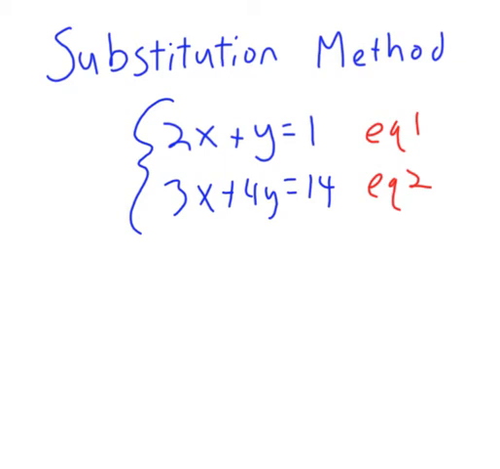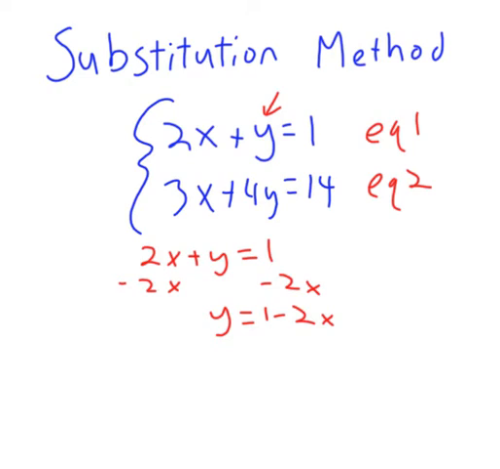Well, we don't have one variable in terms of another. We need to get one variable in terms of another. And in this case, y is almost by itself. So we'll start by isolating y. And we can do that by subtracting 2x from each side. So if we had 2x plus y equals 1, we could subtract 2x from both sides, and we'd have y equals 1 minus 2x.